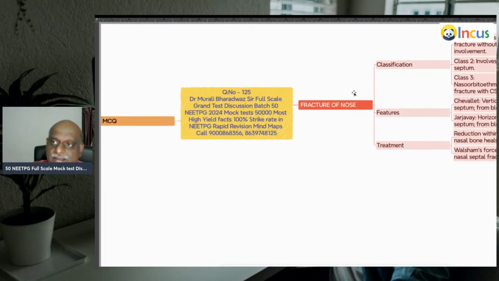How do you classify the various fractures of the nose?